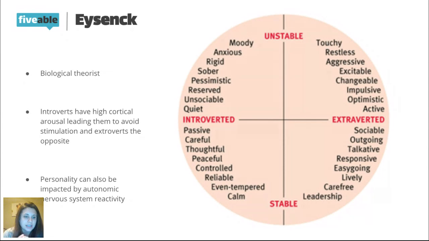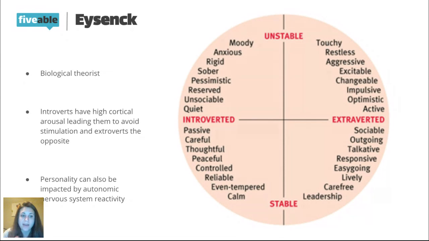And so Eysenck discovered that there are probably biological factors at play in why some people are extroverts and some people are introverts. And so personality can also be impacted not just by cortical activity, so what's happening in our brains, but also our autonomic nervous system.